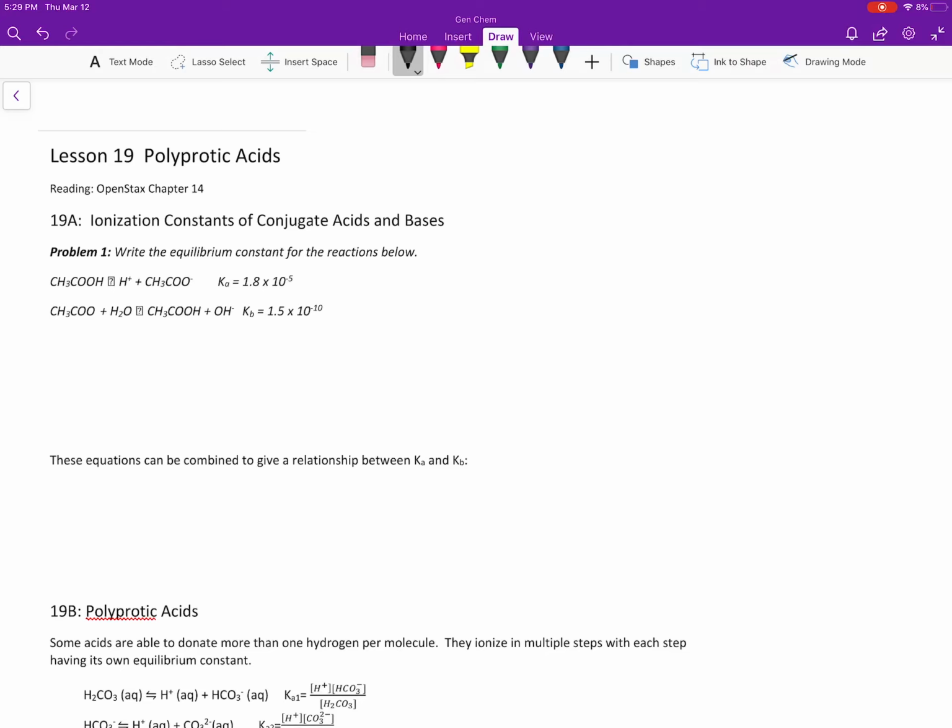Okay, so lesson 19 is about polyprotic acids. The word polyprotic means many protons. We know that it's polyprotic because of its chemical formula. It'll usually have a 2 or 3 after the proton when we're looking at the acid. So what we're going to do first is look at the ionization constants. These are the capital K's of conjugate acids and bases.